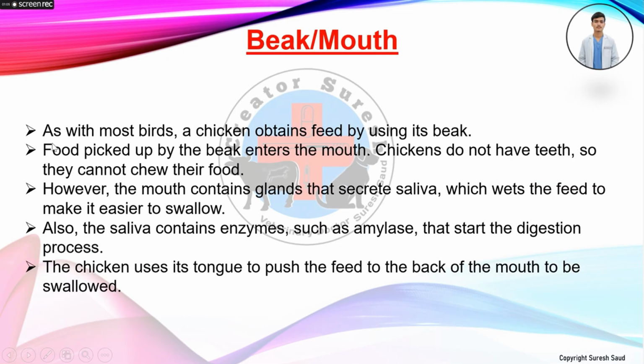As with most birds, a chicken obtains feed by using its beak. Food picked up by the beak enters the mouth. Chickens do not have teeth, so they cannot chew their food. However, the mouth contains glands that secrete saliva, which wets the feed to make it easier to swallow. Also, the saliva contains enzymes, such as amylase, that start the digestion process. The chicken uses its tongue to push the feed to the back of the mouth to be swallowed.